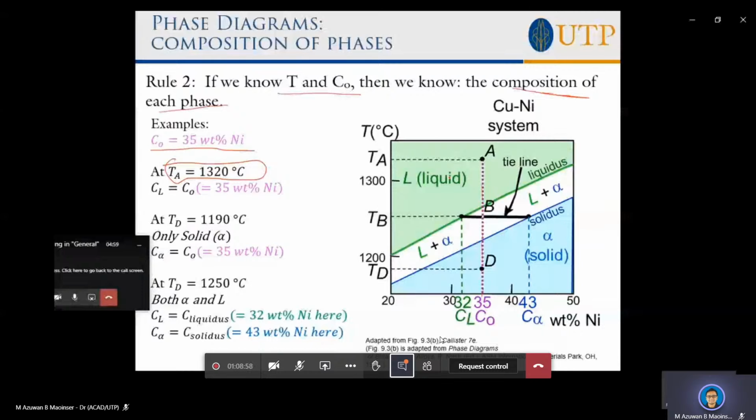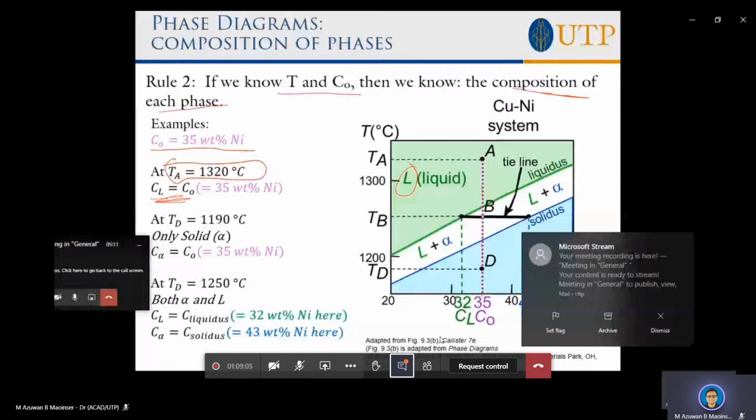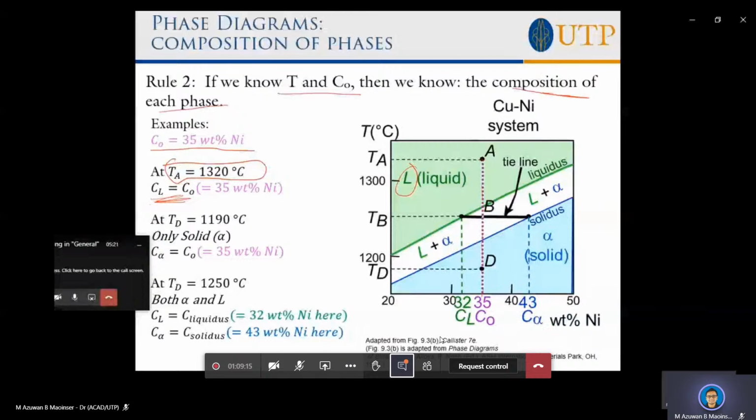What are we here? We are totally liquid. Now you have only liquid. Your C0 is actually CL, where C is concentration, the composition of liquid. What is your composition? I have no other composition. I have only one phase. Therefore, my composition is what the composition of the alloy is: 35% nickel, which means I have 65% copper.